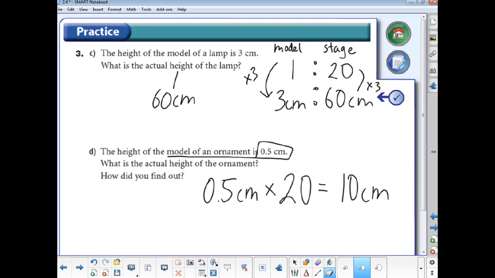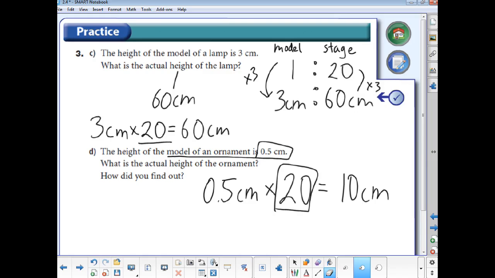So in the question above, we could have done the same thing. For C, we could have said the lamp is 3 centimeters, and we could have simply said, let's multiply that by 20. That's going to give us 60 centimeters. So you can either use ratios, equivalent ratios, or you can simply multiply or divide by the second term in your ratio.